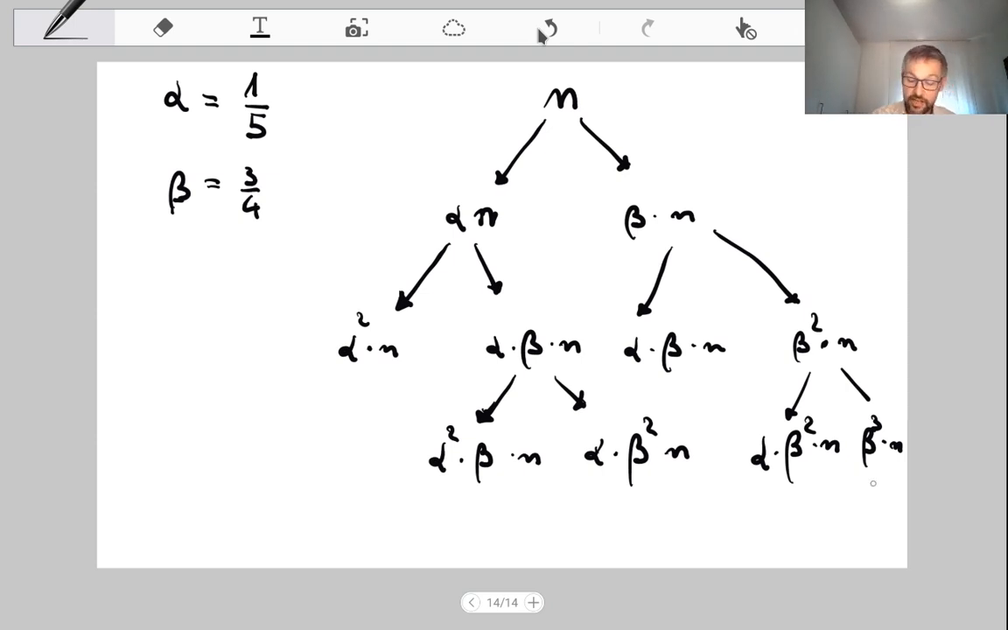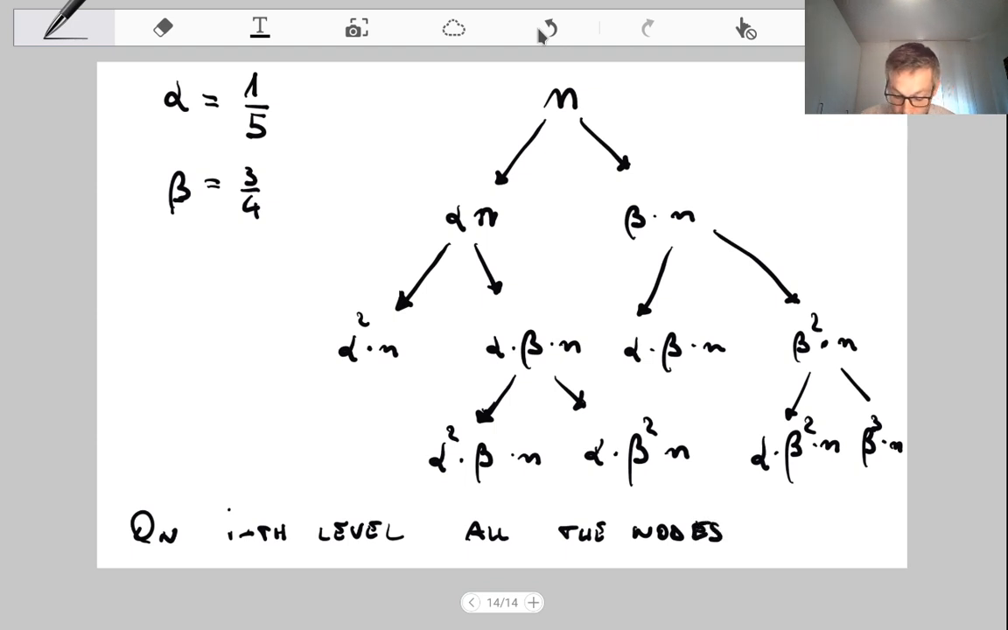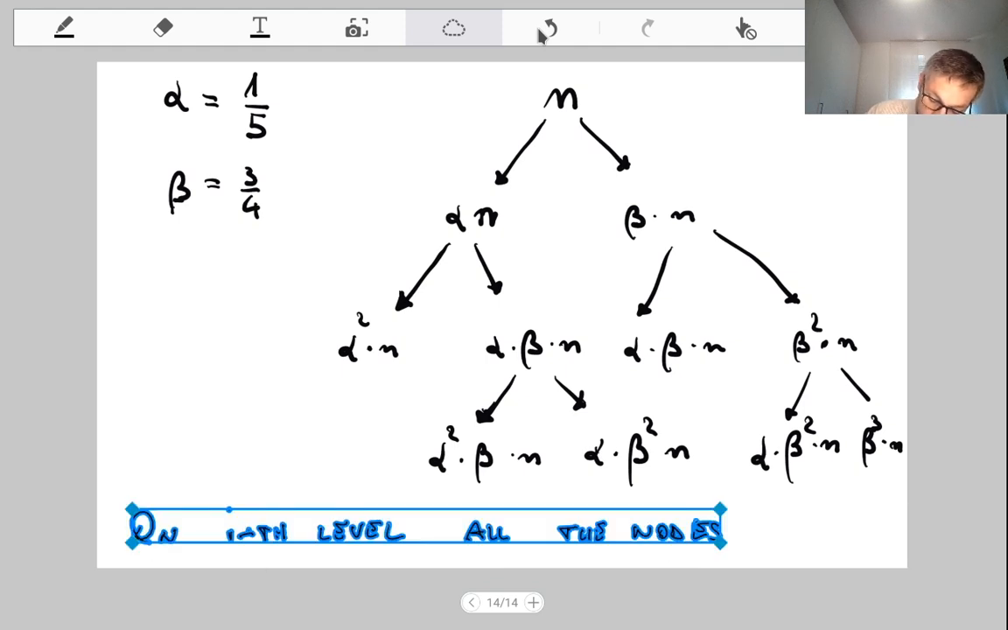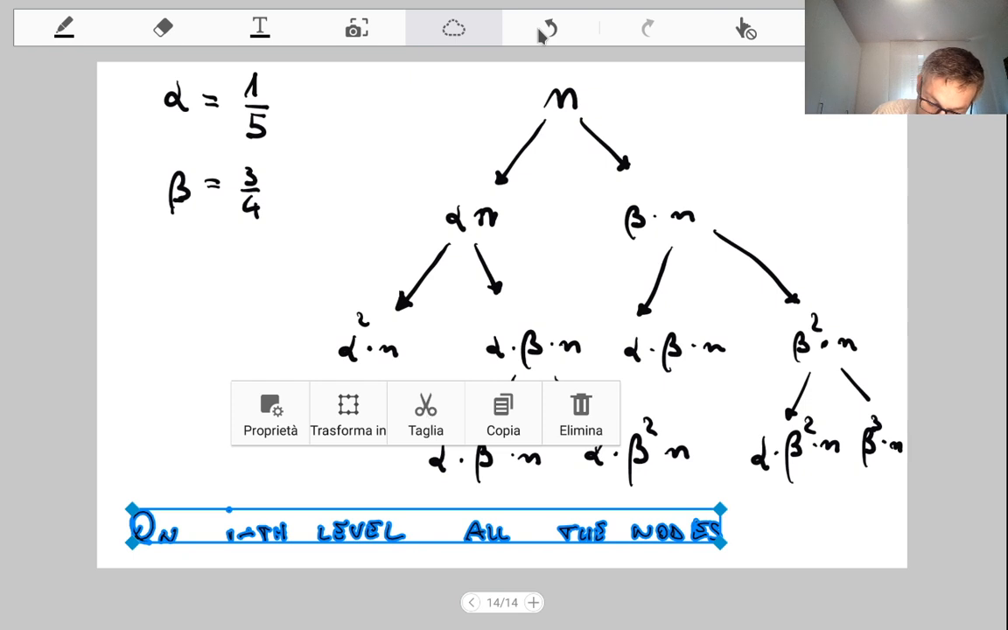Now, as you can see here, at each level, so let's take the ith level, on the ith level, all the nodes, but let me copy on another slide. It's a mess.